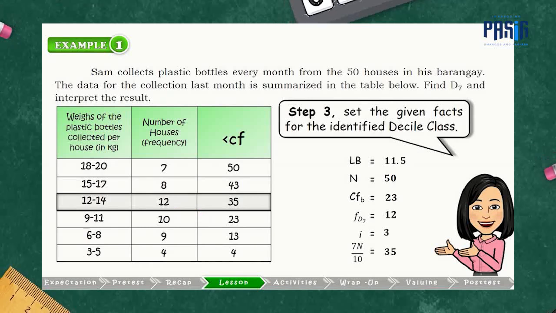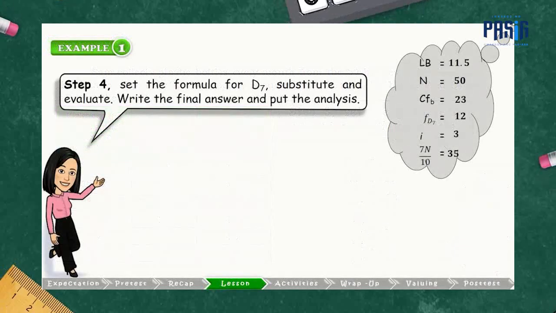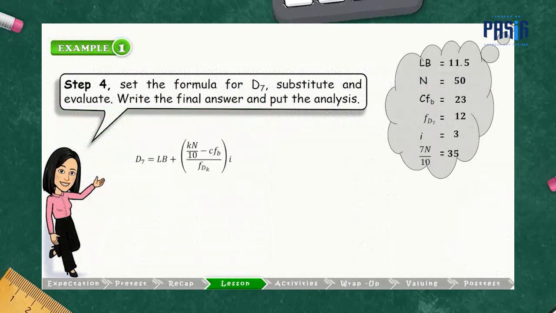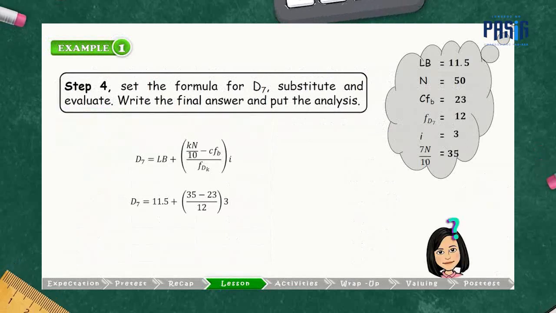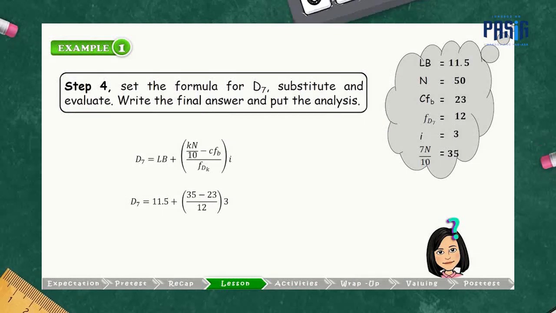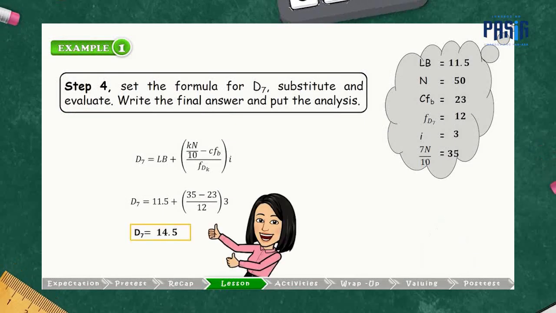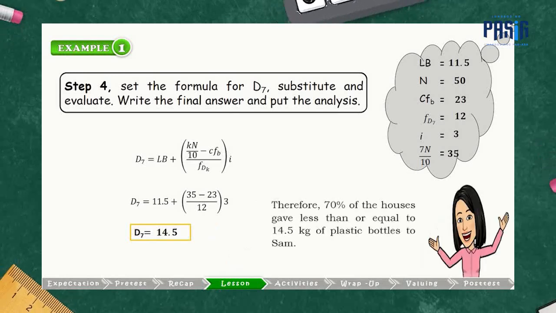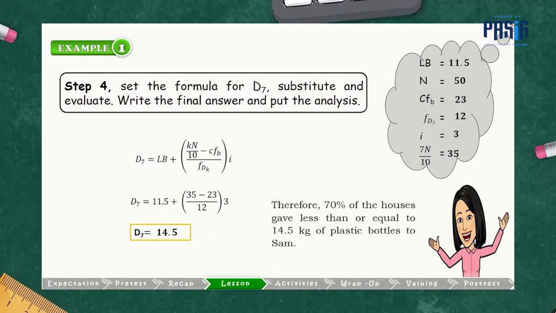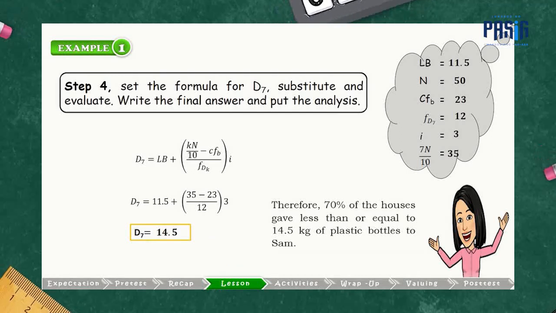For the last step, set the formula for decile 7, substitute and evaluate. Write the final answer and put the analysis. And that gives us the answer of, correct! The value of decile 7 is 14.5. Therefore, 70% of the houses gave less than or equal to 14.5 kilograms of plastic bottles to Sam.